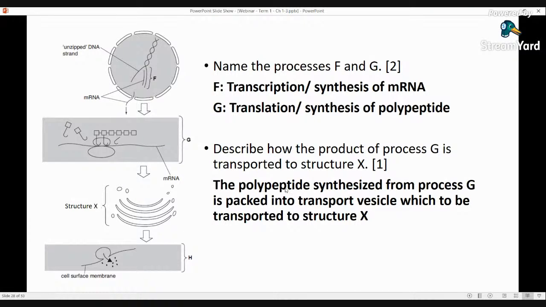You can write that the polypeptide synthesized from process G is packed into a transport vesicle. You must mention transport vesicle; you cannot just write vesicle. It is then transported to structure X. You can say to the cis face of structure X also.